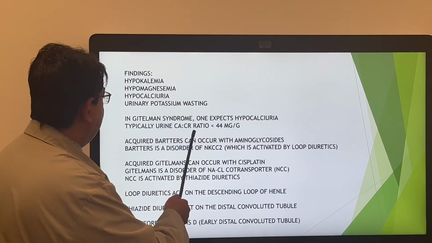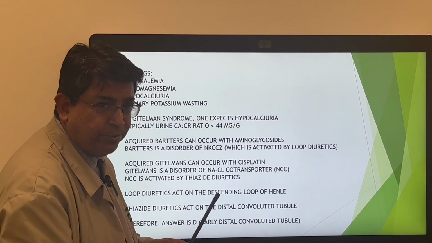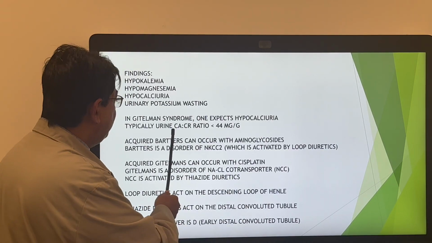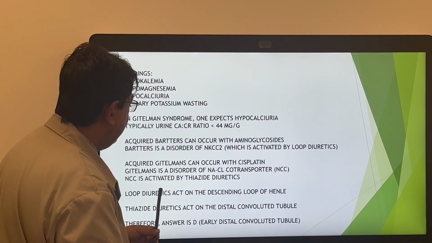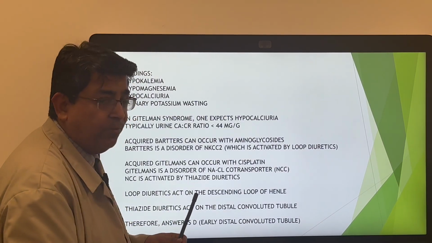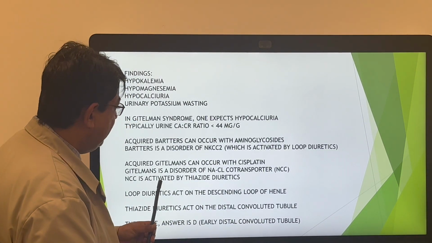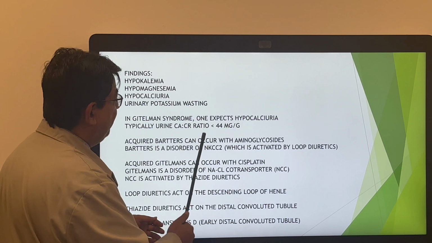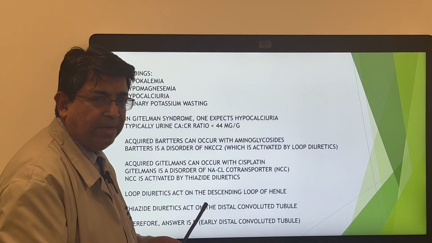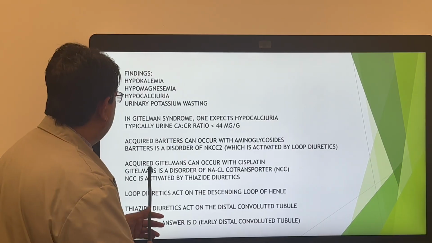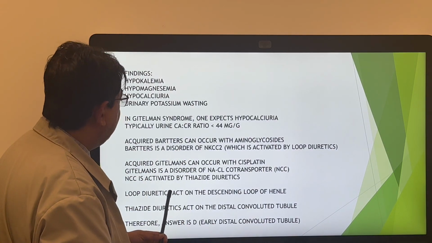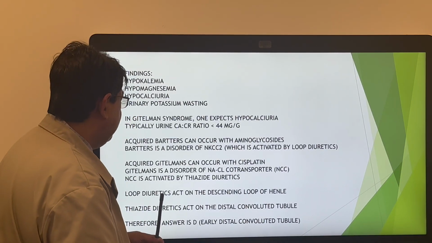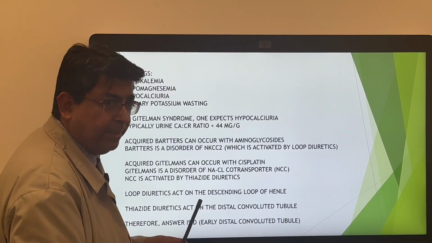The main thing to remember is that in Gitelman syndrome, you would have hypocalciuria. And how do you remember that? It's because Gitelman's is thiazides, Bartter's is loop. And so the thiazides, as we know, will reduce urine calcium and cause hypocalciuria. And in Gitelman syndrome, typically the urine calcium to creatinine ratio is less than 44 milligrams per gram. And in this case, I believe it's reported to be in the 20s. So all of these findings can be explained by a disorder at the level of the distal convoluted tubule, in this case, because of cisplatin-induced acquired Gitelman's. Next slide.